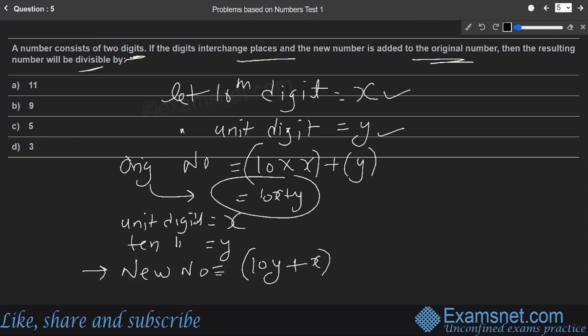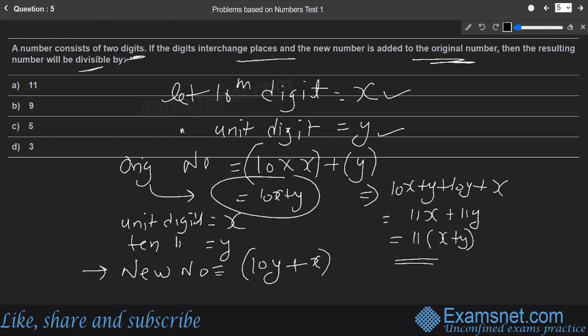Now what is the connection between these two numbers? They are saying that if the digits interchange places and the new number is added to the original number, then the resulting number will be divisible by what? So we are supposed to add the new number plus the original number, that will be 10x plus y plus 10y plus x. If we add together, this comes out to be 11x plus 11y. We can obviously take 11 as common from both, so it's going to be 11(x plus y). It is clearly seen that this is a multiple of 11. So the resultant number is divisible by 11 only. So the answer is option A.